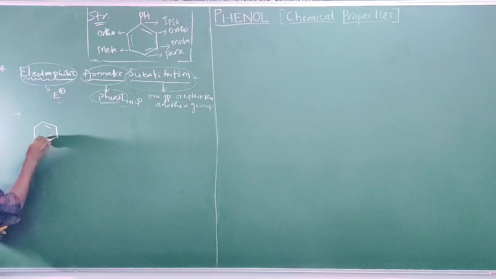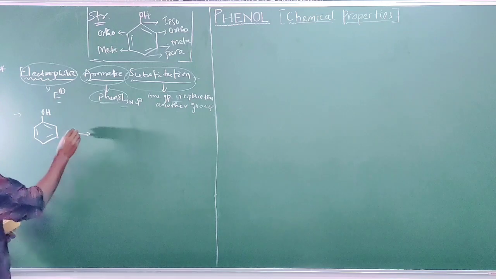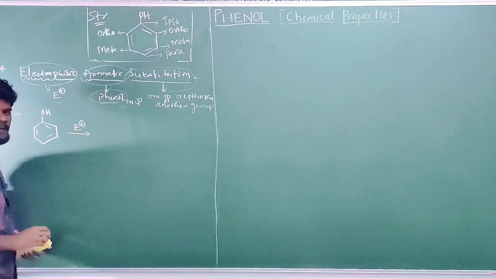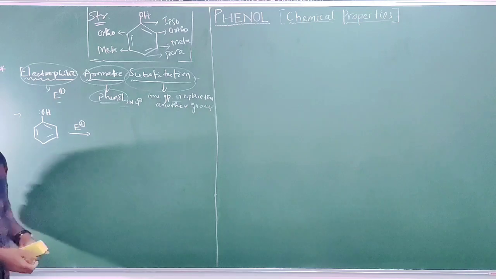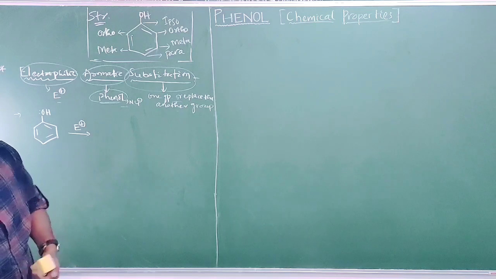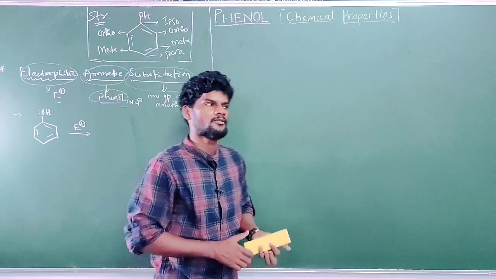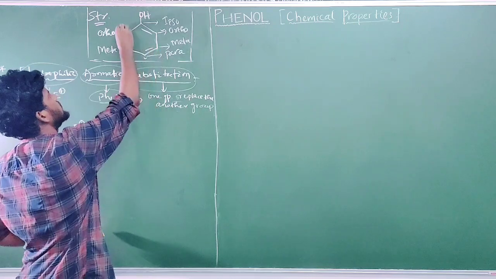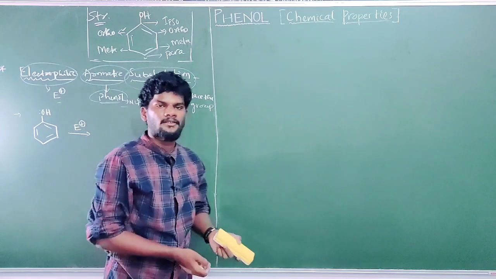This is the structure of phenol. Suppose there is an electrophile generated by the different reagents, we'll study that later. What will happen? I already discussed the different resonating structures of phenol. Phenol increases the electron density through resonance or charge delocalization at the ortho and para positions. This is the ortho position, this is the para position, and this is the other ortho position.